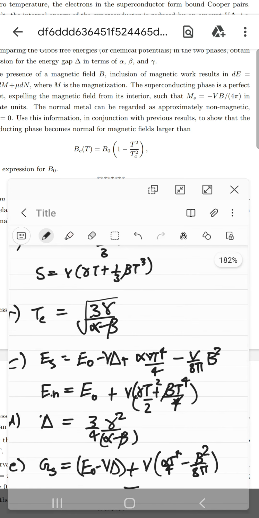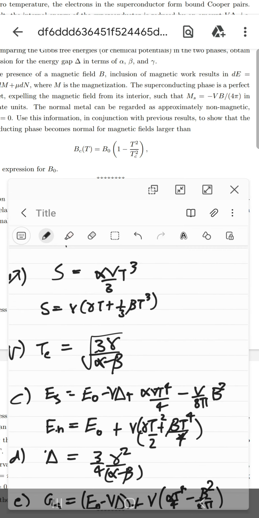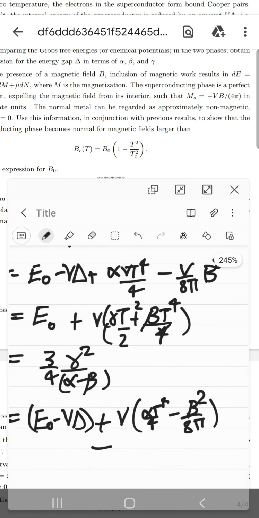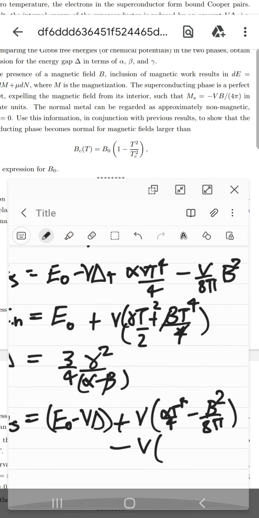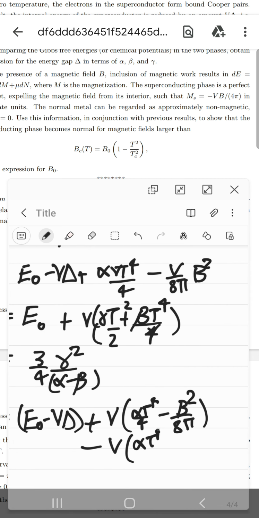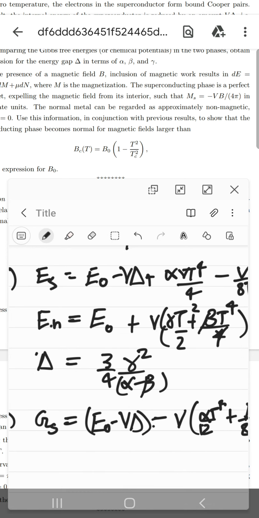So T times of S. S you already know for the superconducting phase. This is for the normal phase. Just put that in there. So just V times of alpha T power 4 upon 3. Okay, and that just converts this whole thing. So now it's minus something upon 12. Amazing. What about the Gibbs energy of the normal case?